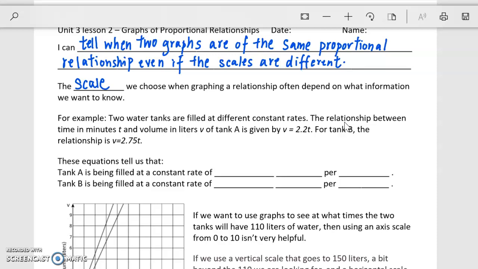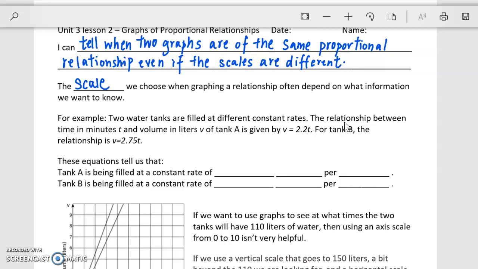First thing, I'm going to write down the I can statement. I can tell when two graphs are of the same proportional relationship, even if the scales are different. The scale we choose when graphing a relationship often depends on what information we want to know. For example, two water tanks are filled at a different constant rate. The relationship between time in minutes T and volume in liters V of tank A is given by V equals 2.2 times T. For tank B, the relationship is V equals 2.75 times T.